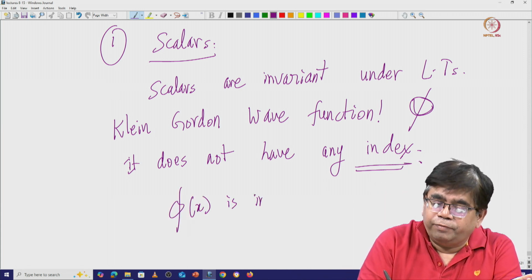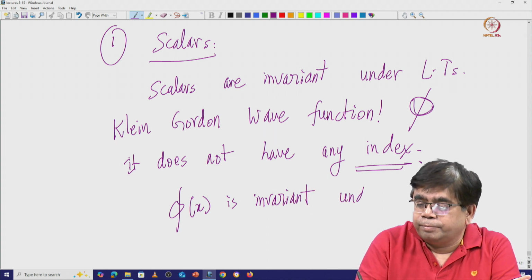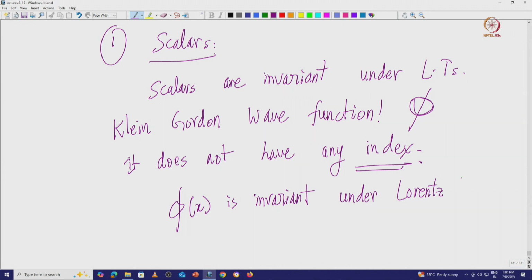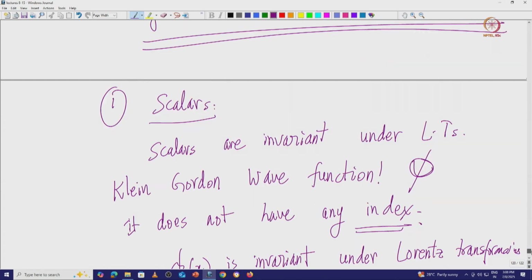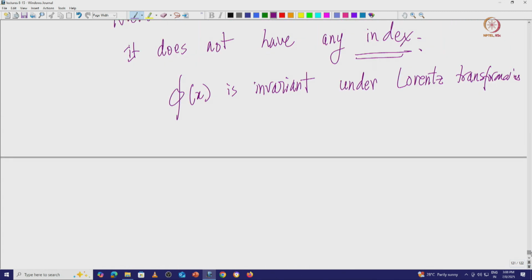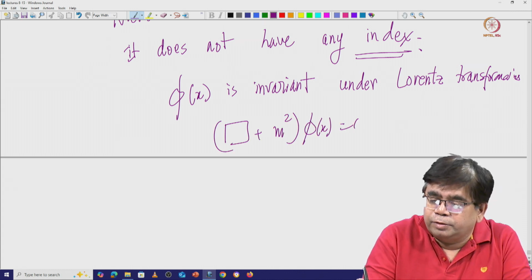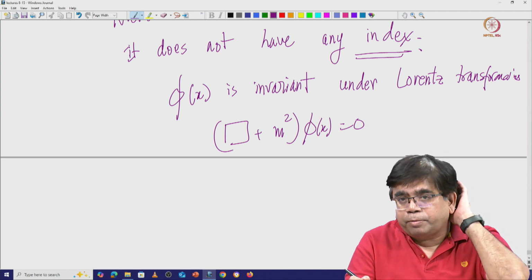is invariant under Lorentz transformations. So its wave equation is made up of invariant quantities, for example box plus m squared times phi is equal to 0. Its wave equation is made up of invariants.